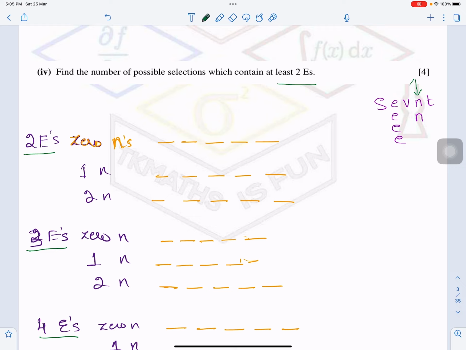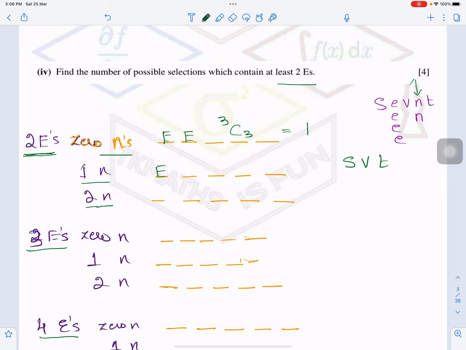So first of all, I will consider all the cases with 2 E's. So the possibilities are that when at 2 places E will come, the remaining places have 0 E, no E, or it may have 1 N or 2 N. So let's see. With 2 E's, if there is no N, then what is left? S, V, and T. Okay, there is no N. So I will say 3C3, which is equal to 1.